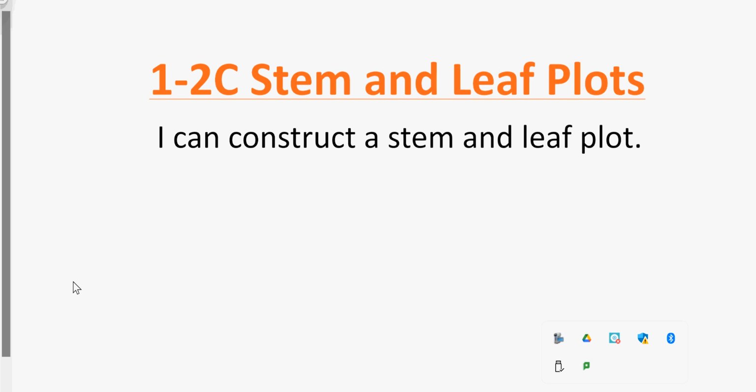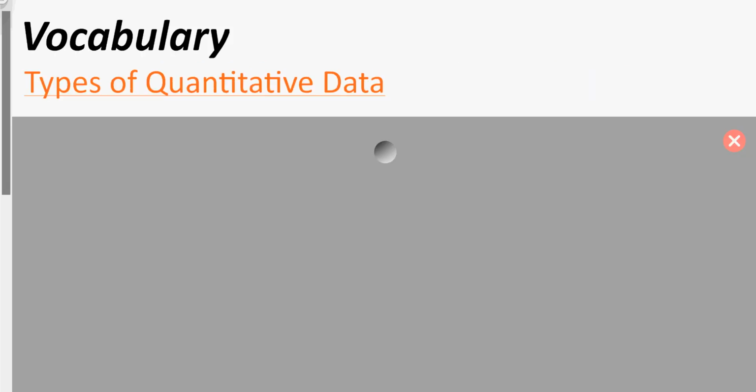Welcome back, everybody. This is lesson 1-2, part C, our third type of display of quantitative data called stem and leaf plots. So our goal for today is to be able to construct a stem and leaf plot. We're going to do a little introduction to it today, and next time we'll go into more detail with different things with stem and leaf plots. So with that being said, quick review.